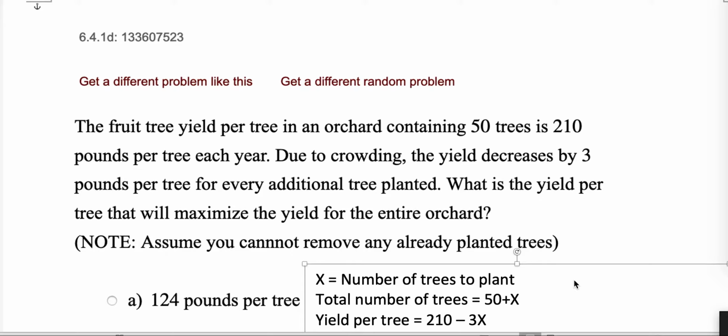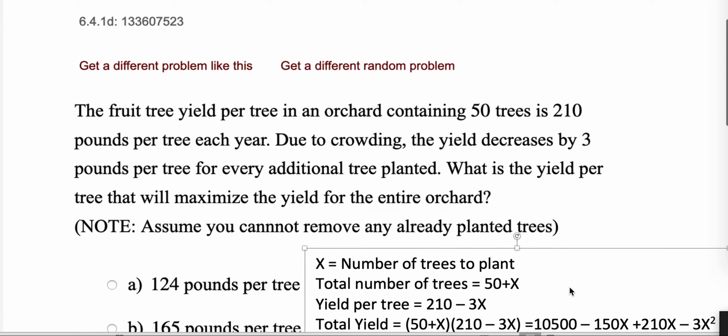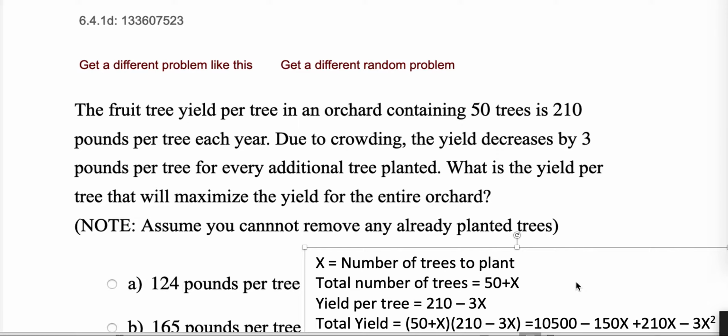So the total yield for the whole orchard is going to be our number of trees times the yield per tree. The number of trees, 50 plus x, times the yield per tree. Now we'll be doing a derivative of this and setting that derivative to 0. If you would prefer to do a product rule for your derivative, you certainly can. But I chose to multiply this out.